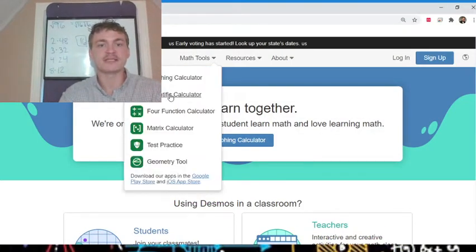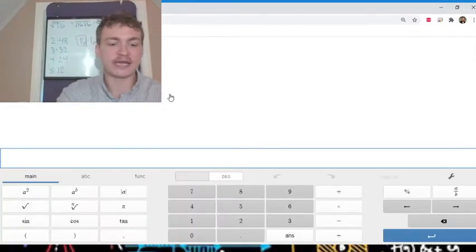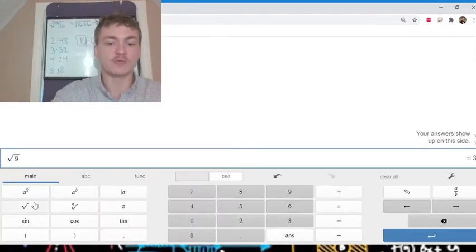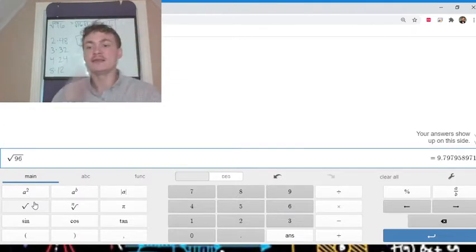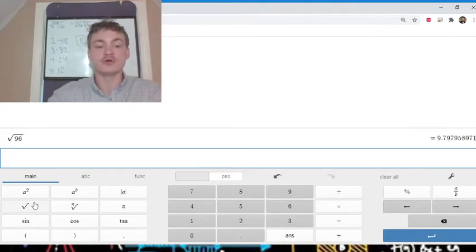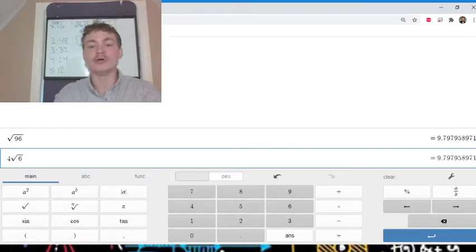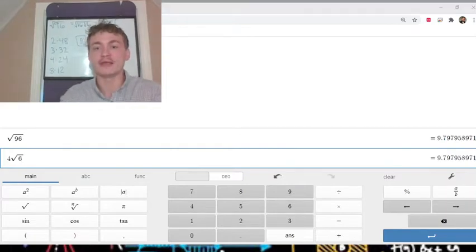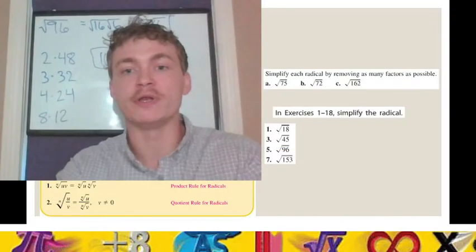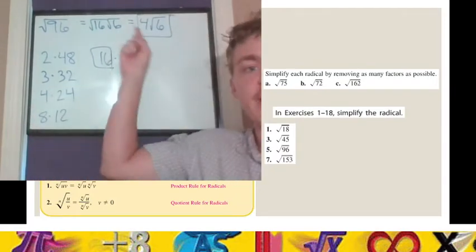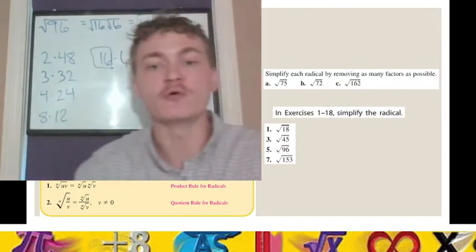Math tools, scientific calculator. What happens here if I type in the square root of 96? Will it give me a number between 9 and 10? And yes, it will. And because 96 is closer to 100 than it is 81, the square root of 96 is going to be closer to 10 than it will 9. Also note that if we write in 4 square roots of 6, we get the same output. We get the same value for our radical expression. And why do we expect that? It's because as we saw here in our PowerPoint, the square root of 96 is in fact equivalent to 4 square roots of 6.